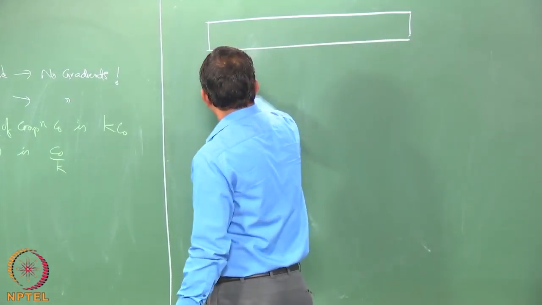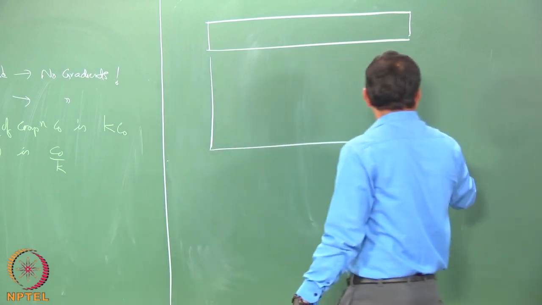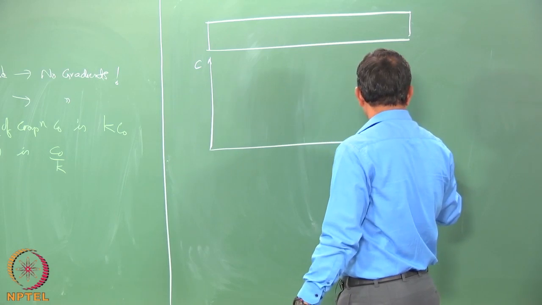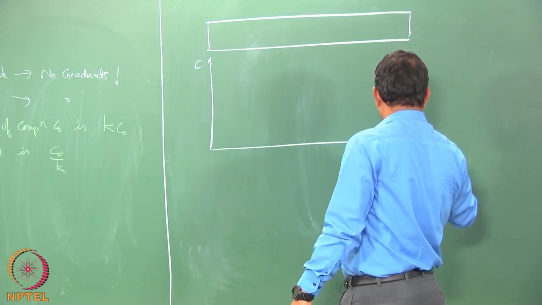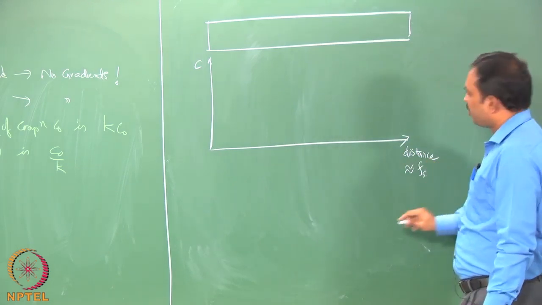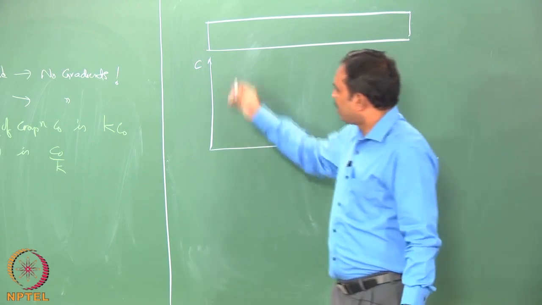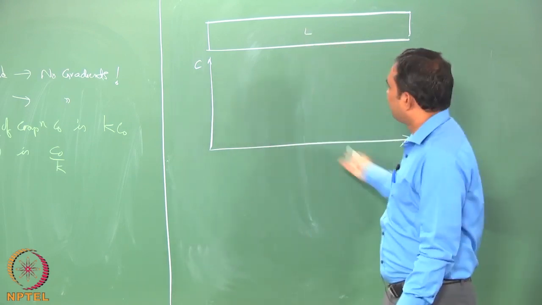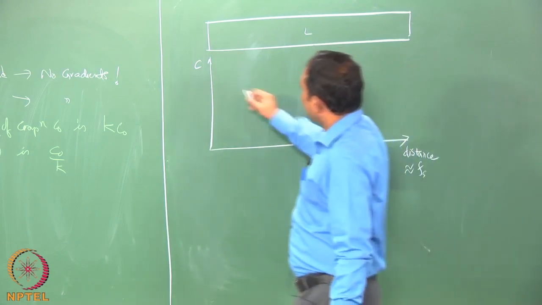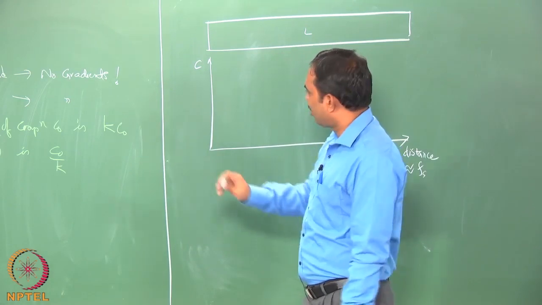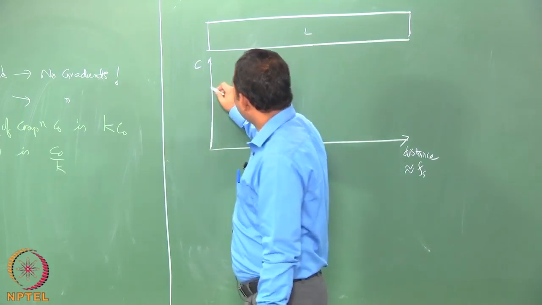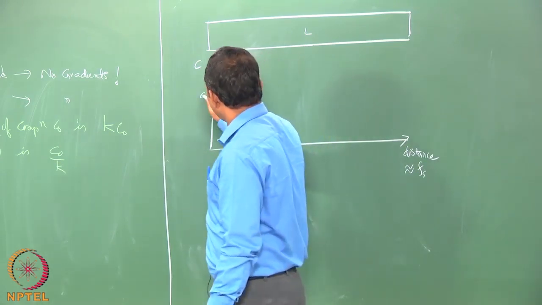Initially this is a box, and here I am putting the composition, and here is the distance. The distance can be approximated to the fraction of solid also, because this entire thing is initially liquid. Therefore, the position of the interface will tell you the fraction of the solid. Let us say this liquid has a composition of C naught. Then at the very first point, when you are not yet solidified, the composition profile is going to look like that. This is C naught.